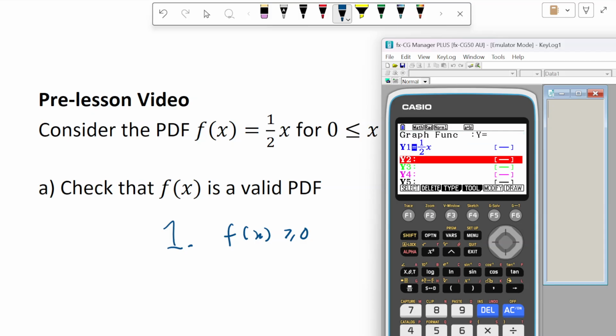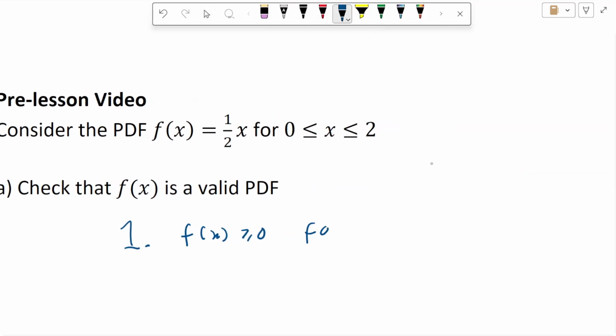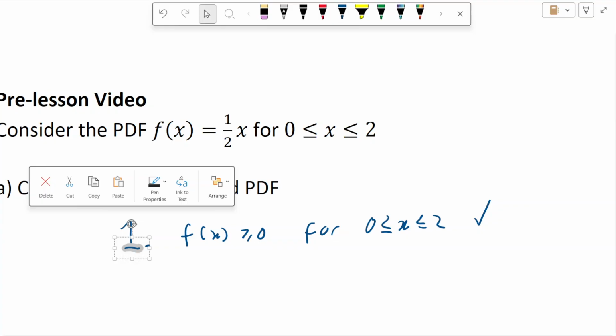I've just graphed it here. And between 0 and 2, it absolutely is positive. So I might just make a little point of that for 0, because it does go negative before 0. So yes, it is, because it's clearly above the x-axis.